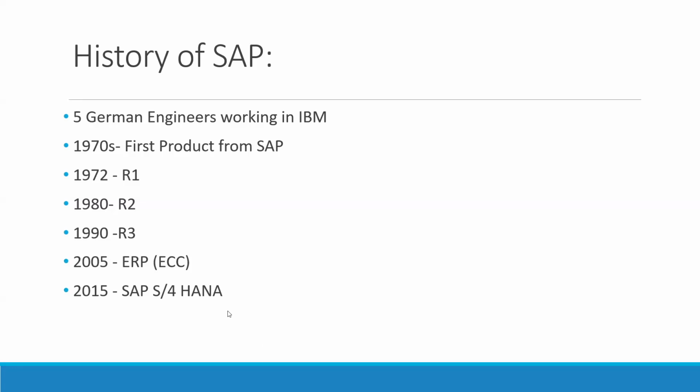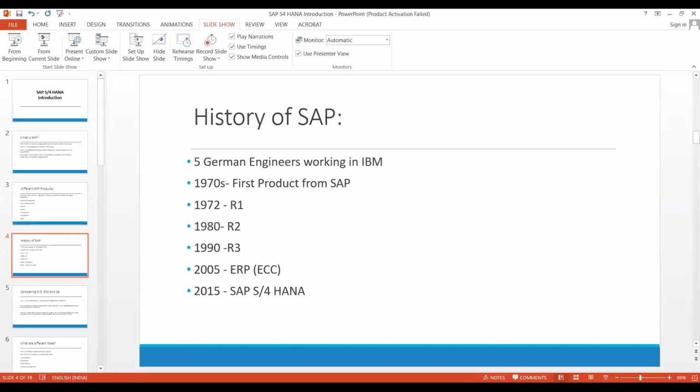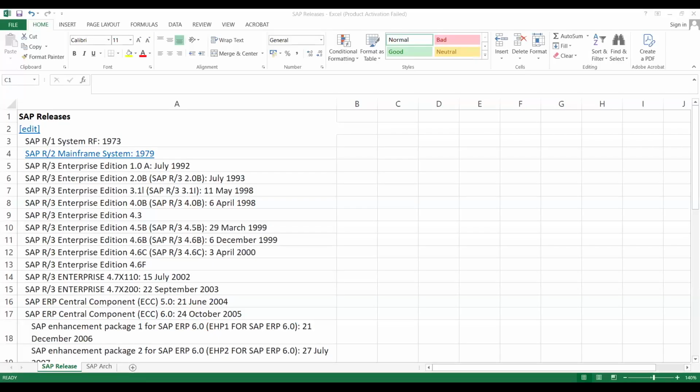Now, when we discussed these releases, let me take you through the release list. My Excel sheet, is it visible? Excel file? No, the Excel file is not visible. One minute. Just one minute. Let me share it again. I hope it is visible now.